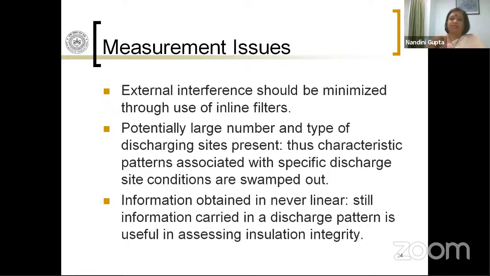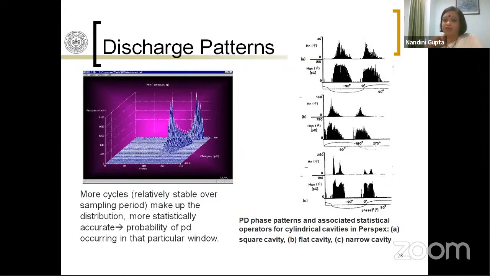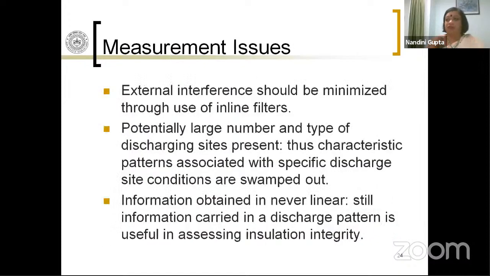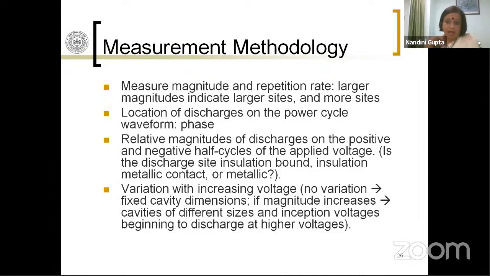Also, okay, such and such PD is happening. Will that give me a problem? Do you really have an answer to that? Most of the time, we do not have specific answers. The information is never linear, and therefore it cannot give me a thumb rule for my next course of action, but it can be very useful in assessing insulation integrity.